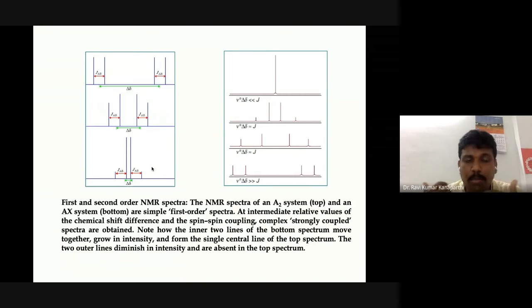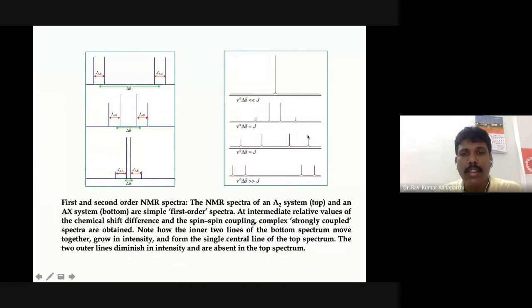So whenever you come across such types of signals, don't get confused and don't try to interpret immediately to your molecule. Certain things are possible, but certainly the interpretation of certain things is not possible with a second order spectrum. Okay, so keep that in mind.